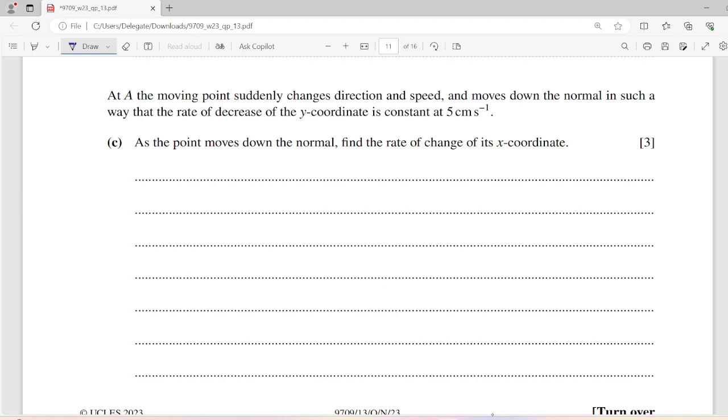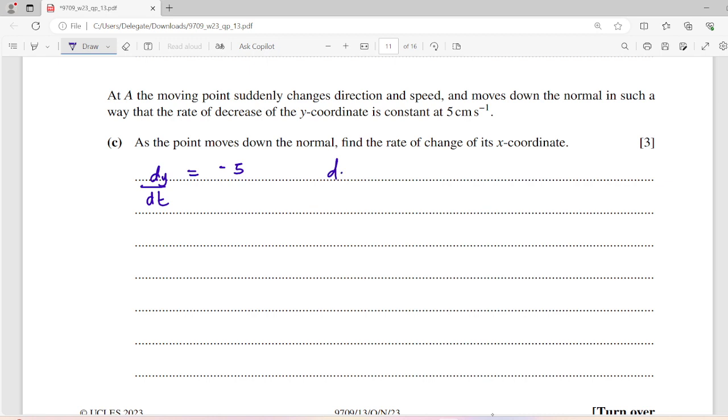Then it goes ahead and says at the point A, the moving point suddenly changes direction and speed and moves down the normal in such a way that the y is decreasing. So meaning dy/dt is -5. It is decreasing. If it was increasing, we would have left it positive. So the question says find the rate of change of x coordinate.